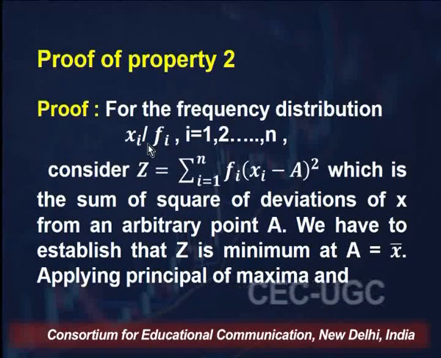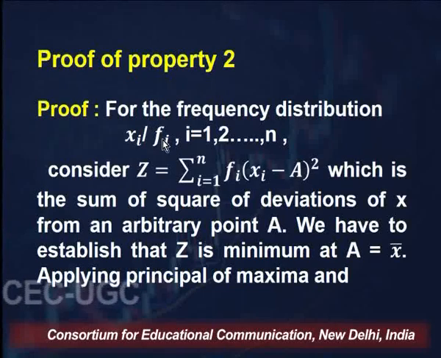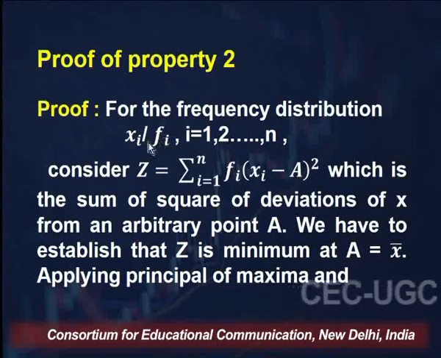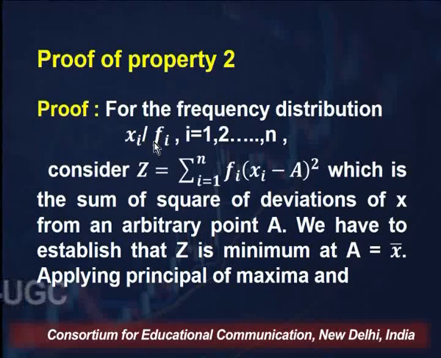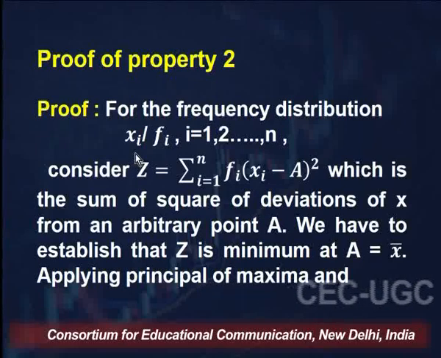And when I do that, understand that whatever I am doing on xi is being repeated fi times. So my x1 minus a whole square in the sum is repeating f1 times. So I will write that as f1 into x1 minus a whole square plus f2 into x2 minus a whole square plus so on, fn into xn minus a whole square.